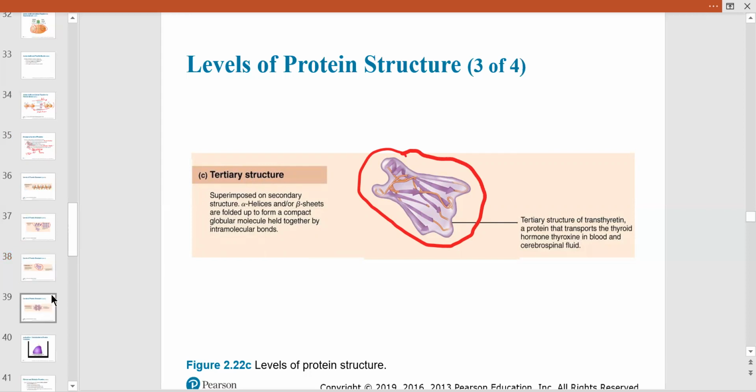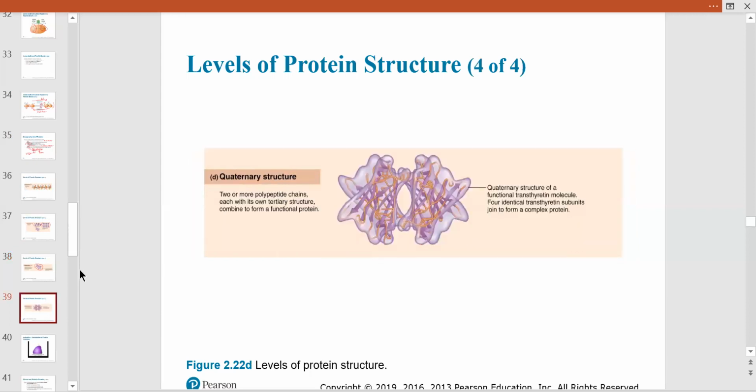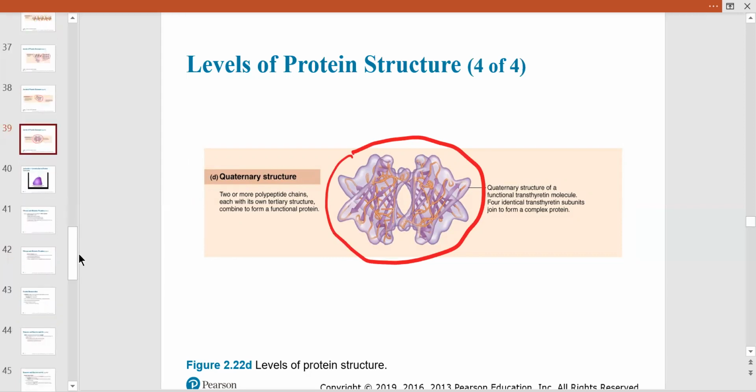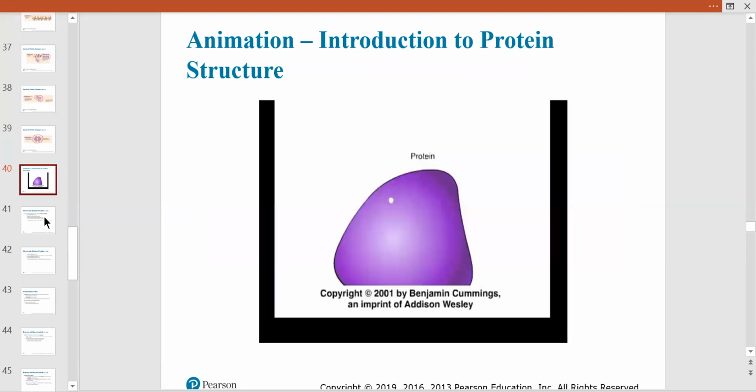The quaternary structure, basically, this is what hemoglobin looks like. Again, we don't really do hemoglobin in this semester, but you have to know what blood tissue looks like. Blood is a connective tissue. So it's important. Here's a protein structure animation. Very good.